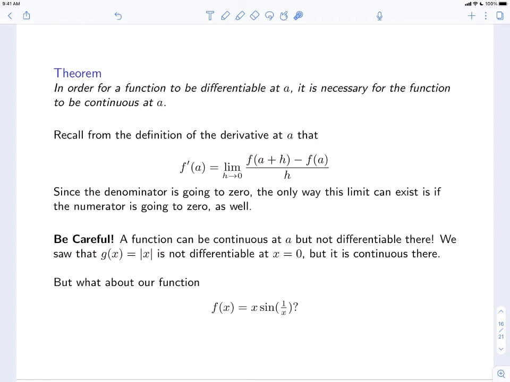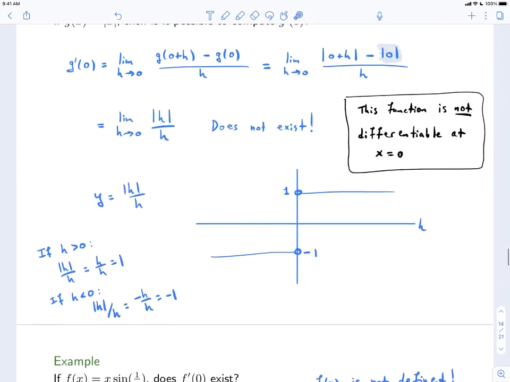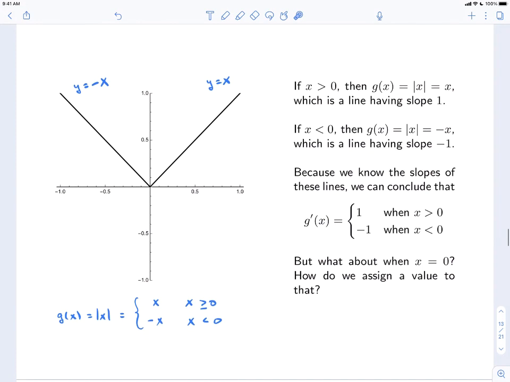But you need to be careful about that. A function can be continuous at a, but not differentiable there. We just saw that the absolute value function is not differentiable at x equals 0, but it is continuous there. This function, g at x equals the absolute value of x, is continuous everywhere. If we go back to the graph, this graph is the graph of a continuous function. There are no holes, there are no jumps. What there is, is a point. That point is what gave us the problem.